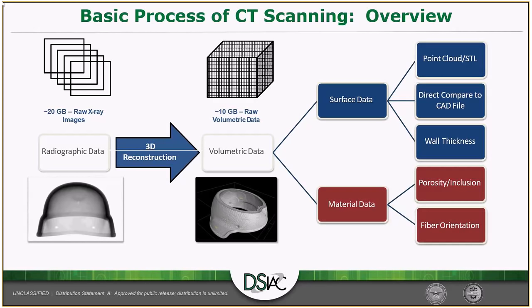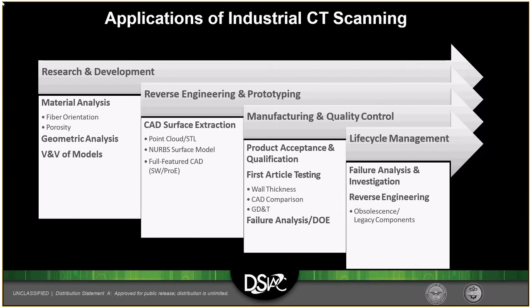And then once you get the volumetric data, we'll go into these two avenues, I like to call it here. There's surface data that you can pull out of that, so you can get CAD models, wall thickness, point clouds, STLs, and you can also get into the material analysis and see porosity, fiber orientation, relative densities, and we'll get into all that in these later slides.